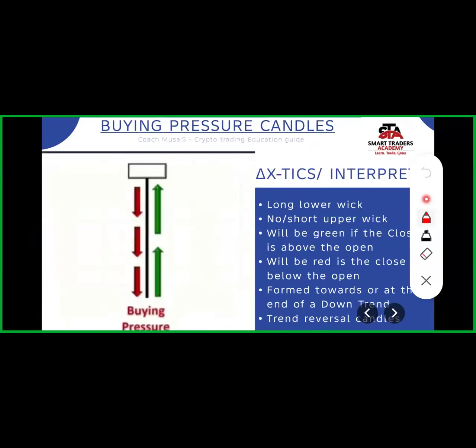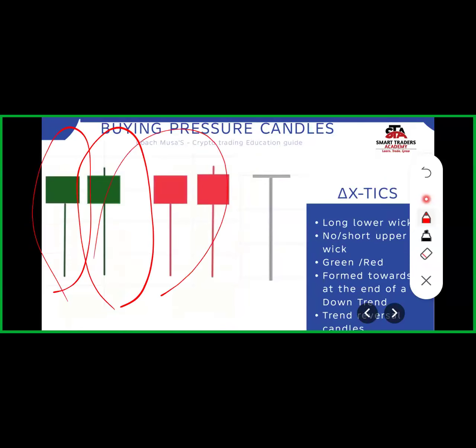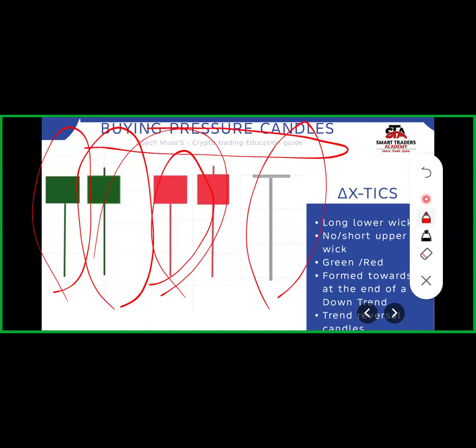Then under the buying pressure candlesticks, we have it. This would be literally called a what? A bullish pin bar. And this will be called a hammer. These are the hanging man, the red candlestick. This is a hanging man. This is the dragonfly. All of it falling under the buying pressure.